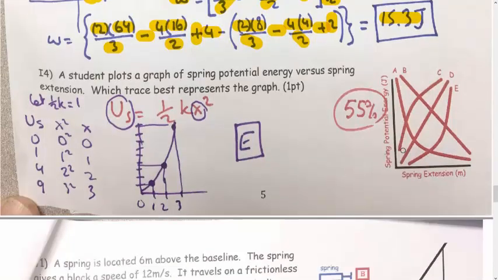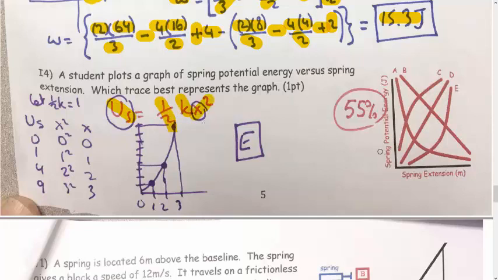Next one. 3 types of energy we deal with: spring potential, gravitational potential, and kinetic. This is a graphing question. A student plots a graph of spring potential energy versus spring extension. Which trace best represents the graph? The equation, you always need the equation. The spring potential energy is 1/2 times k times x squared.